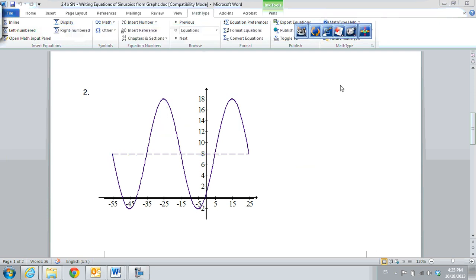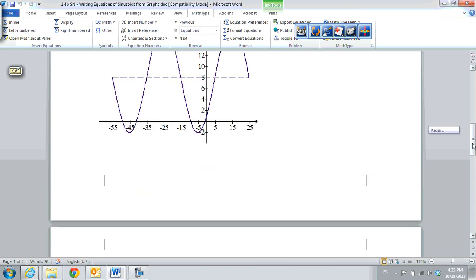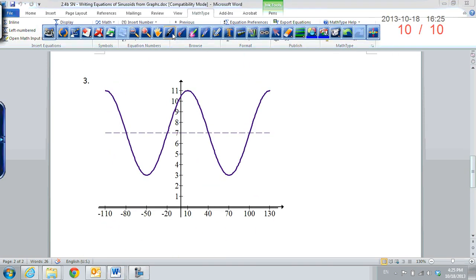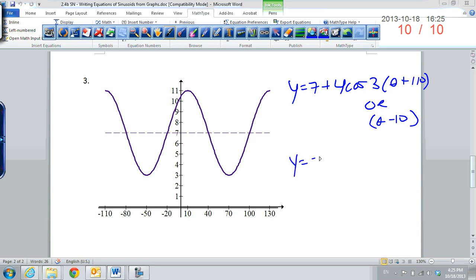Let's do one more, and we'll call it a day. The last one, to me, it's a cosine, but if you want to do it real quick, you can pause, then I'll just give you the answer. So y equals 7 plus 4 cosine of 3, and then theta plus 110. Another option you could have done is theta minus 10. If you did it as a sine graph, it's a little different. The 7 doesn't change at all.